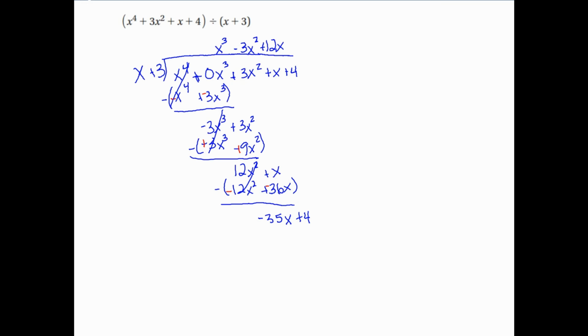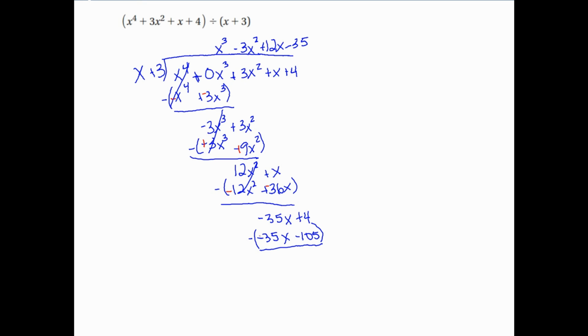So last time, x goes into negative 35x negative 35 times, so minus 35. Alright, so negative 35 times x, that's going to be negative 35x, and negative 35 times 3, that is going to get us negative 105. Parentheses and subtract and flip your signs.